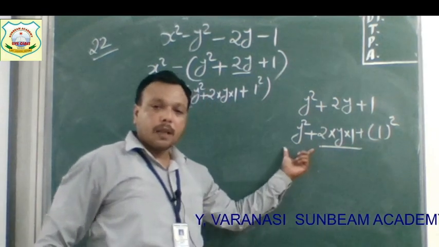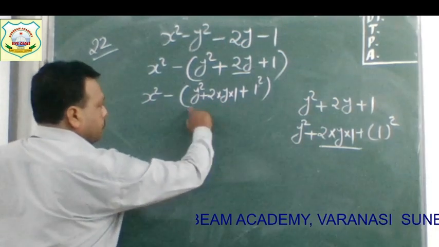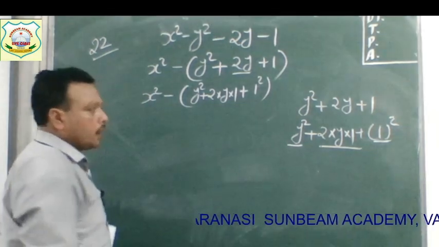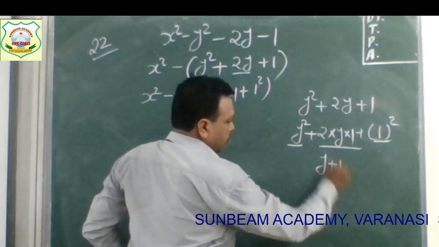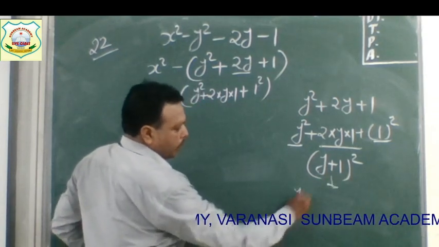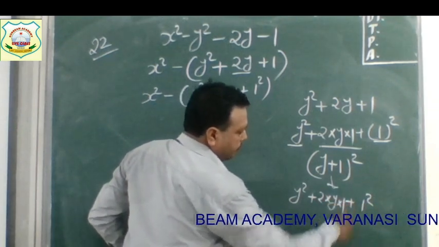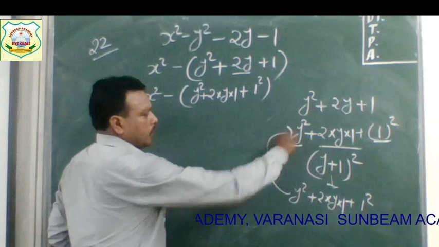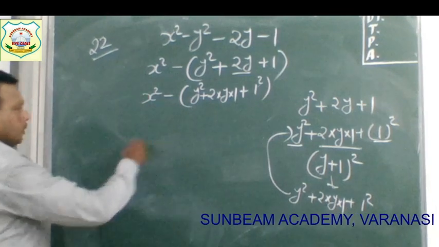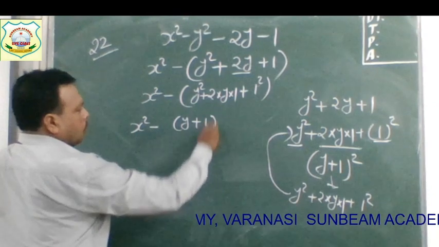So it is the form of a plus b whole square, because all the values are in plus. So here a value is y and b value is 1. So y plus 1 whole square. You can see also y plus 1 whole square, y square plus 1 square plus 2 multiply a, b. The same form we have got here, we have converted this one to this form. So now we will write x square minus y plus 1 whole square.